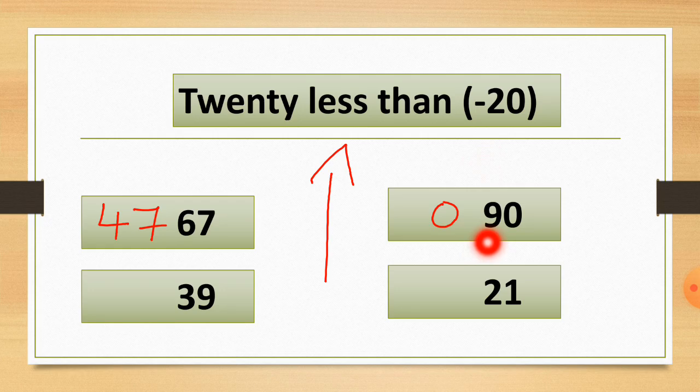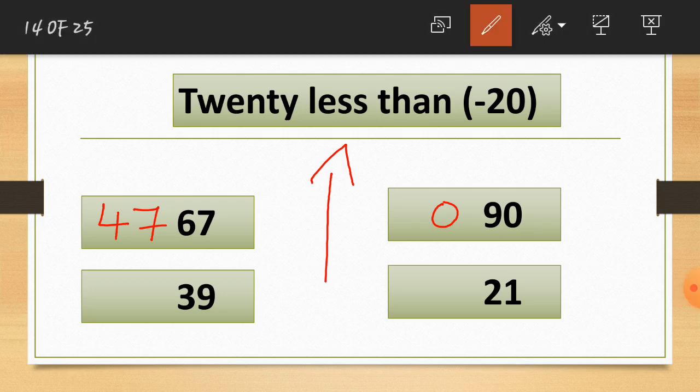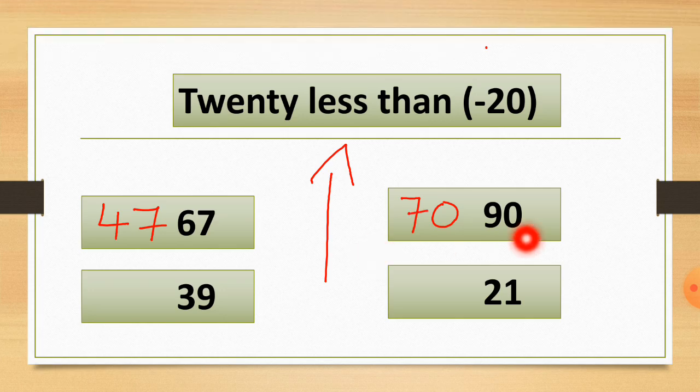So what number will come? If you cut 2 from the 9, which number will you get? You will get the number 7. If you cut 2 from the 9, you will get 7. So I write a 7 here, which is our answer, students. You can see this. Here is our answer 70. So if you cut 20 from 90, you will get 70.